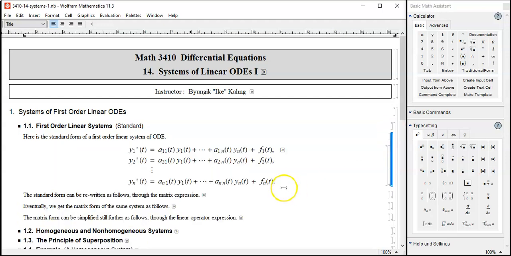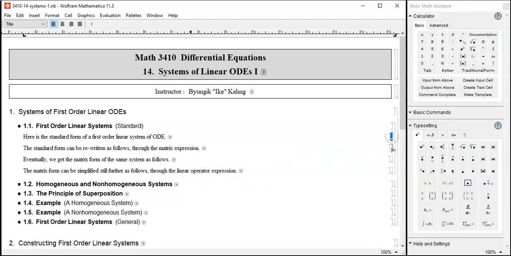Previously, we studied only this type of example: the first-order linear system written in the standard form. Standard form, what do you mean by that? We have only one derivative in each line. y1 prime equals something, y2 prime equals something, and so on, up to yn prime equals something, and no derivative on the right, just one derivative each line. That's the standard form.